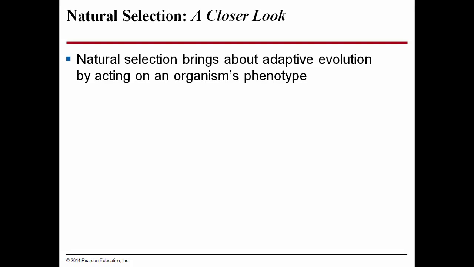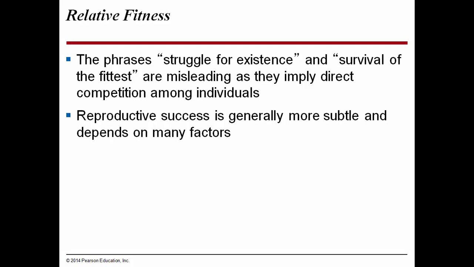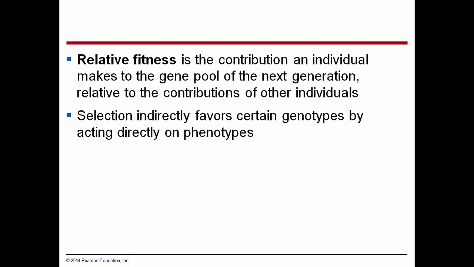Natural selection brings about adaptive evolution by acting on an organism's phenotype. The phrases "struggle for existence" and "survival of the fittest" are misleading, as they imply direct competition among individuals. Mostly what natural selection relates to is how the individual fits into the environment. Reproductive success is generally more subtle and depends on many different factors.